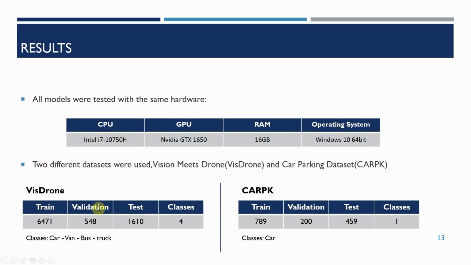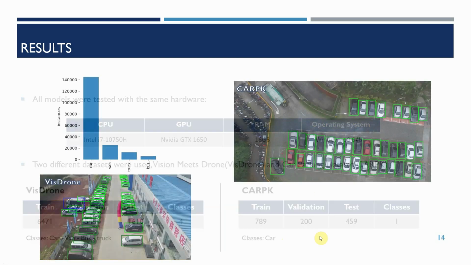We tested the models on 2 different datasets: the VisDrone dataset and the car parking dataset. VisDrone has 4 classes. We chose 4 classes to test this dataset, and the car parking dataset has only one class and far fewer images and instances.